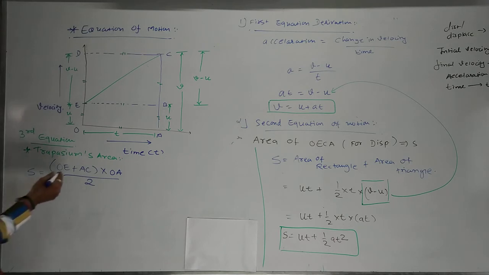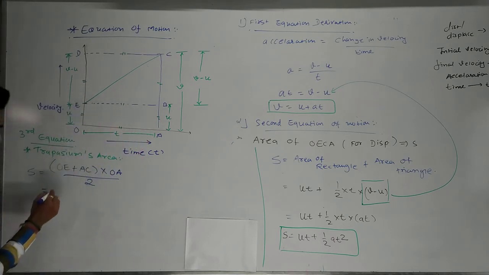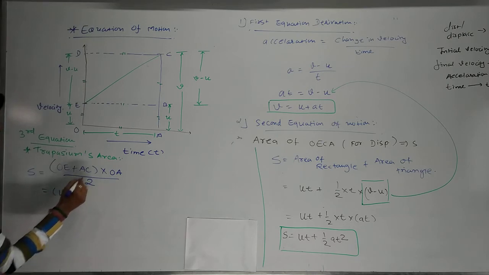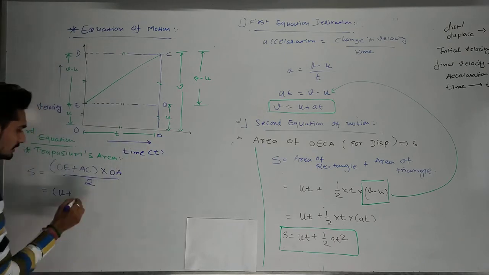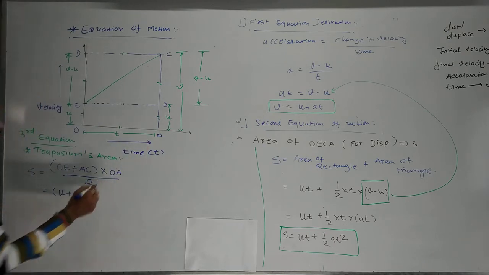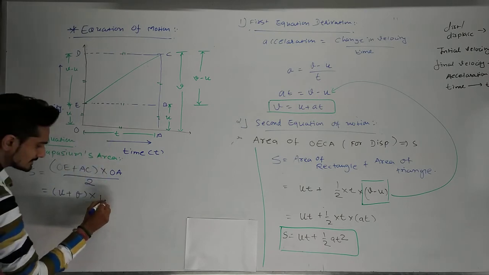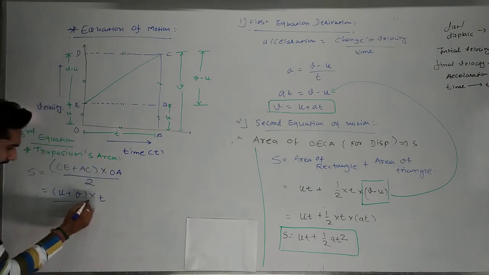Okay, first the value of OE. What is the value of OE? You can see it here: U. Plus, what is the value of AC? AC is the full value, and the full value will be represented by the final velocity, that will be V, into OA, and that will be represented by T. Now we are going to put divide by 2.